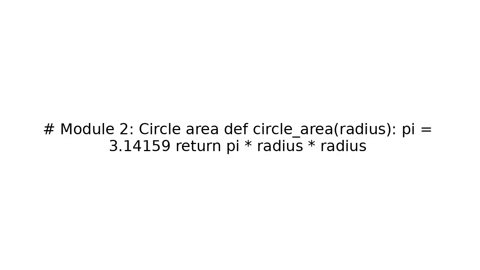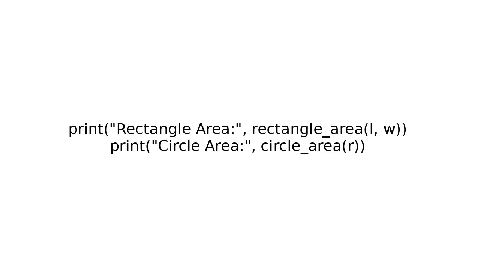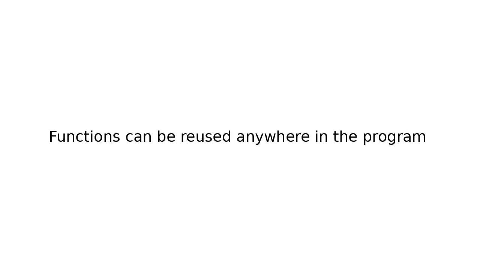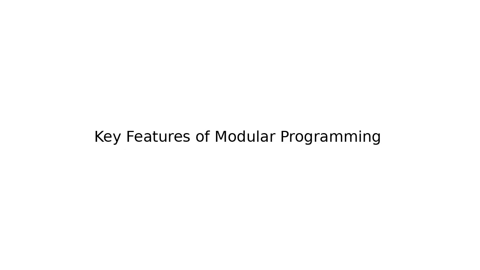return pi * radius * radius. # Main program. l = 5, w = 3, r = 4. print("Rectangle area:", rectangle_area(l, w)). print("Circle area:", circle_area(r)). Output: Rectangle area: 15. Circle area: 50.26544.